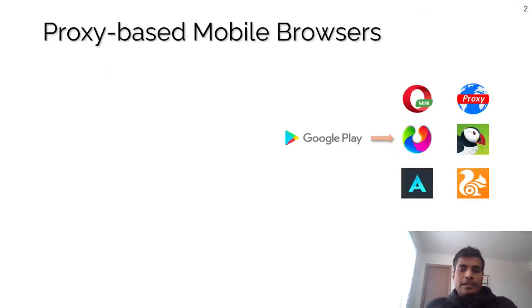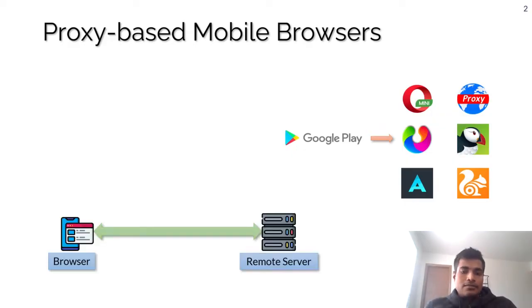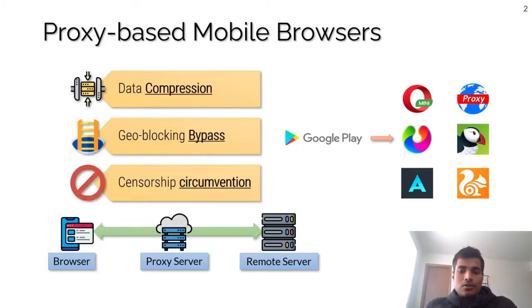Let's begin this talk with an introduction to proxy-based mobile browsers. Google Play Store contains hundreds of proxy-based mobile browsers. In these browsers, traffic between the browser and remote website is forwarded through a proxy server to perform activities such as data compression, geo-blocking bypass, and censorship circumvention.